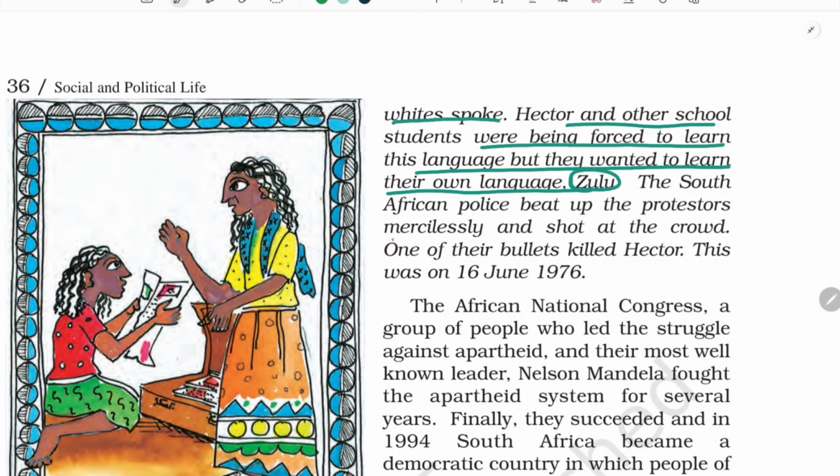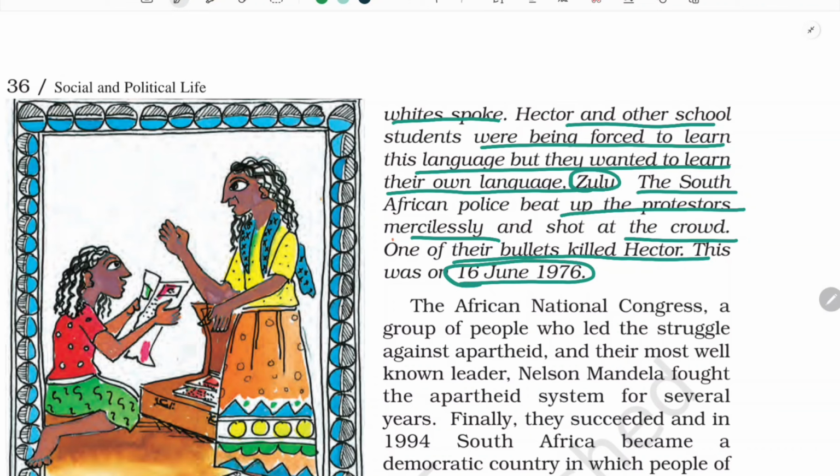Why did Hector and his friends protest? Because they were being forced to learn a language spoken only by the white people, while they wanted to learn their own mother tongue, Zulu. The South African police beat up the protesters mercilessly and shot at the crowd. One of the bullets killed Hector. This was on 16 June 1976.